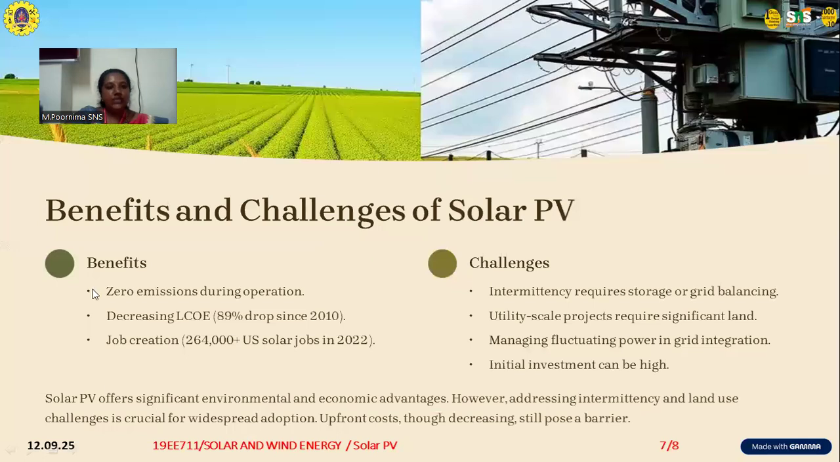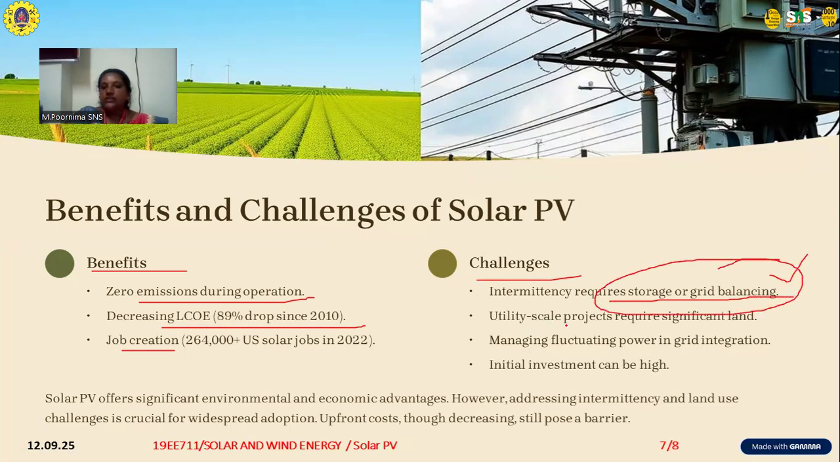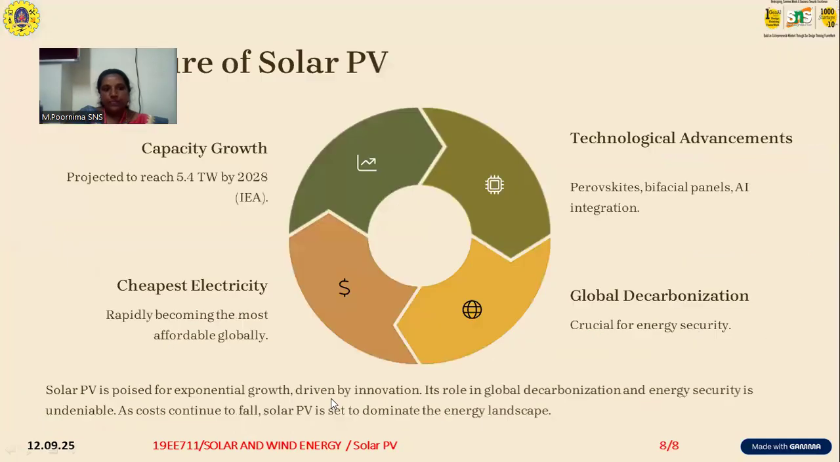Here we have the benefits and challenges. What are the benefits and challenges? Benefits are zero emissions, decreasing carbon, and job creation. Coming to the challenges, intermittency requiring storage and grid balancing is a main challenge. Utility scale projects must manage fluctuating power in the grid, along with the initial investment. These are all the challenges.